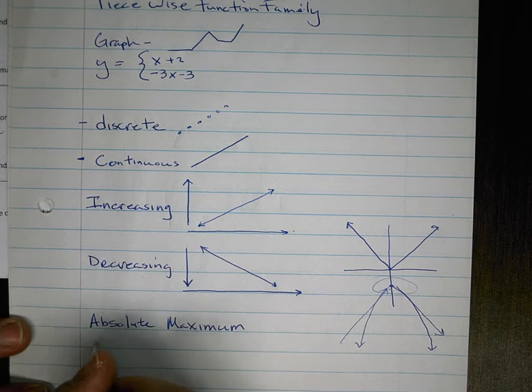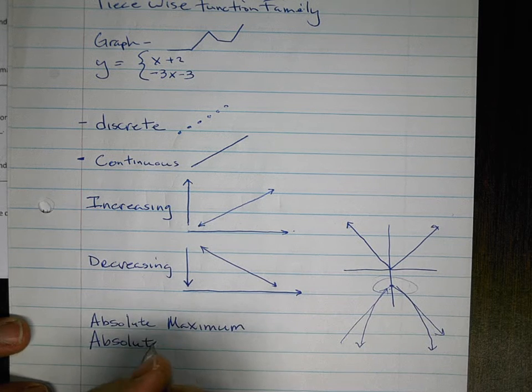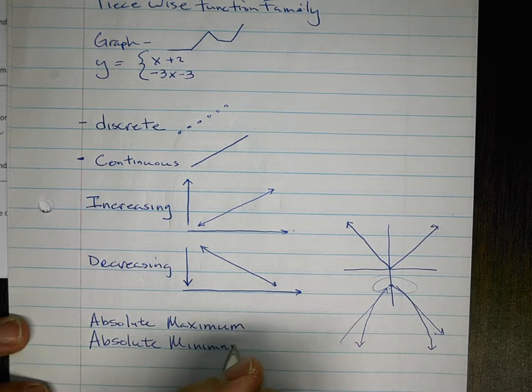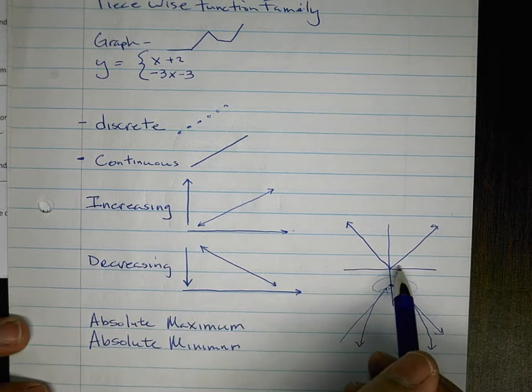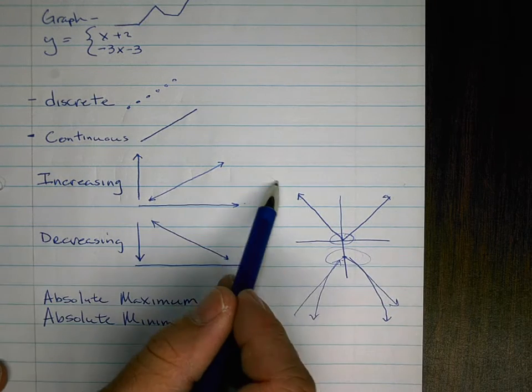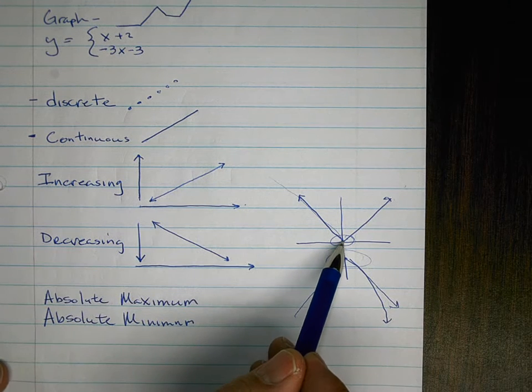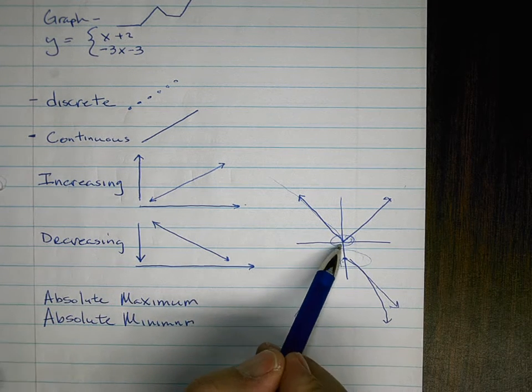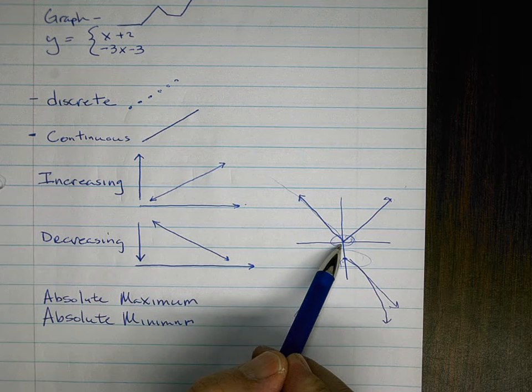And then we have an absolute minimum that goes with that, which would be this graph right here. Okay, it has an absolute minimum. It's decreasing, it gets to the smallest point, and then it starts increasing. So that would be the absolute minimum, the lowest point in the valley. Okay?